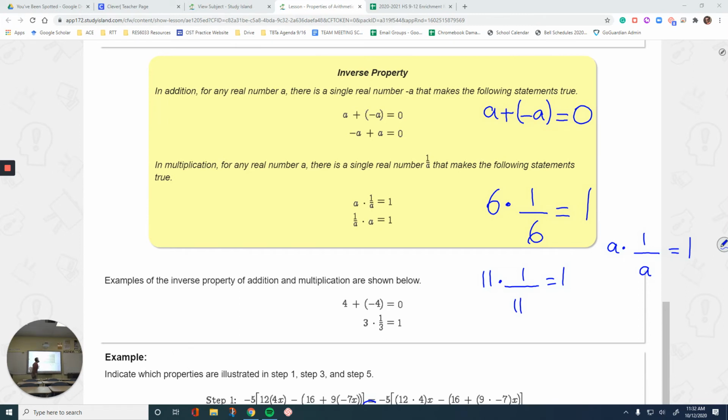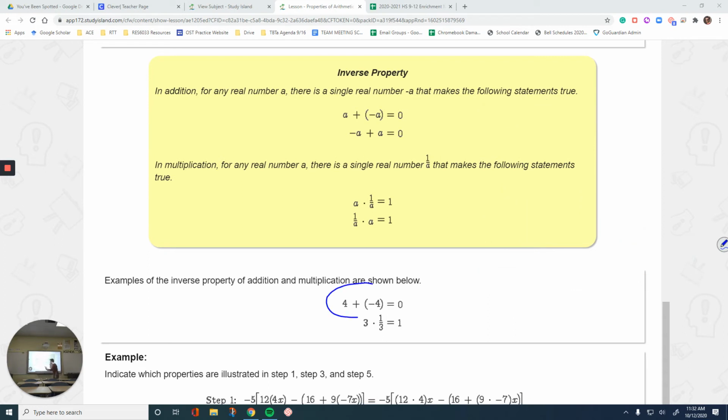Now, these are additive inverses, they're each other's opposite when we think about addition, and these are multiplicative inverses.